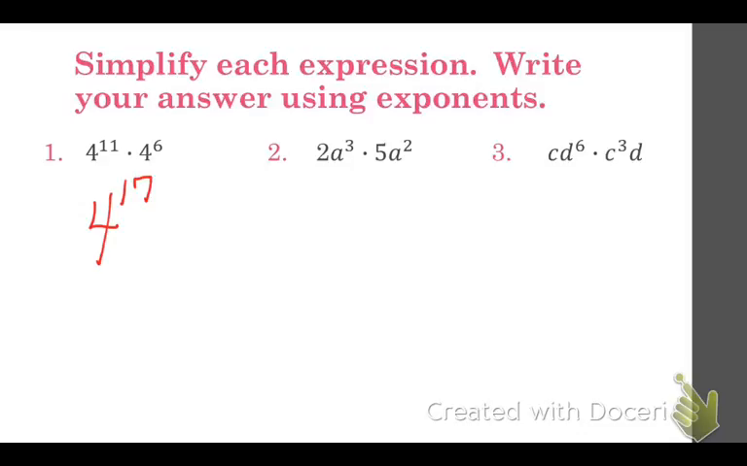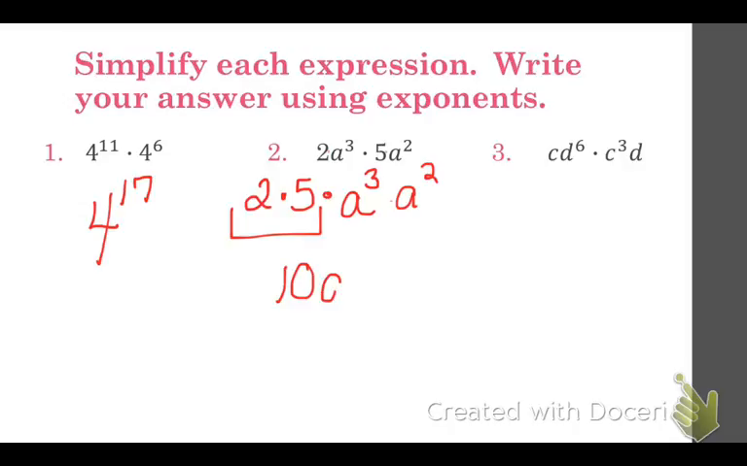In number 2, one of the things that you can do until you get really good at this is rewrite your product, because this is 2 times a cubed times 5a squared. So I'm going to rewrite it by the commutative property, which is 2 times 5 times a cubed times a squared. And then I see that my coefficients, well, that's just 10. That multiplication happens in the same manner it always has. A cubed times a squared is keep my base and add my exponents, so it's 10a to the 5th.